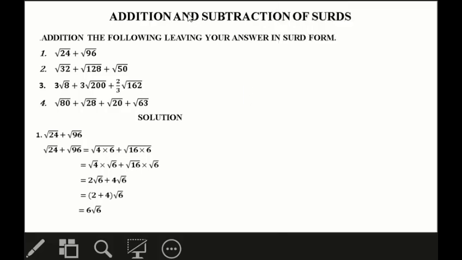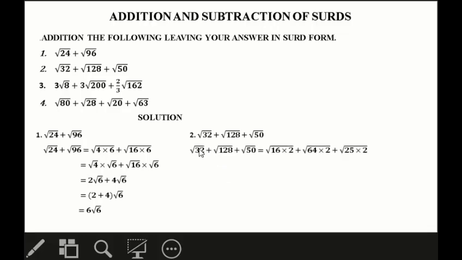Good. Let's move on to the second one, which is the root of 32 plus the root of 128 plus the root of 50. Here there is nothing new. We have only made it 3 expressions just to confuse you a little. Just follow the same approach and you will get it right.